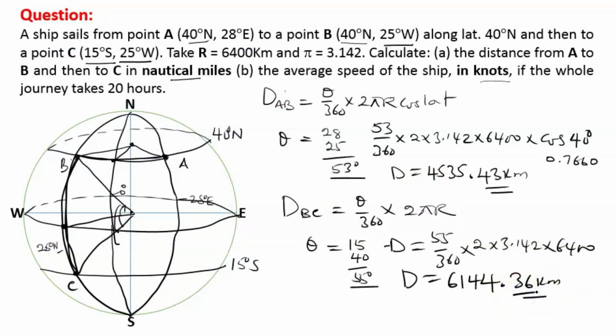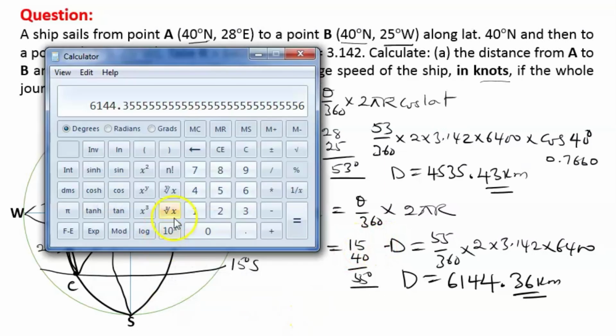All right, so this is the total distance, the distance between B and C. So what we do next is to add up the distances between the three points, from A to B added to B to C. When we do that, we are going to have on our calculator this distance plus the former one we had, which is 4535.43. That is 10,679.